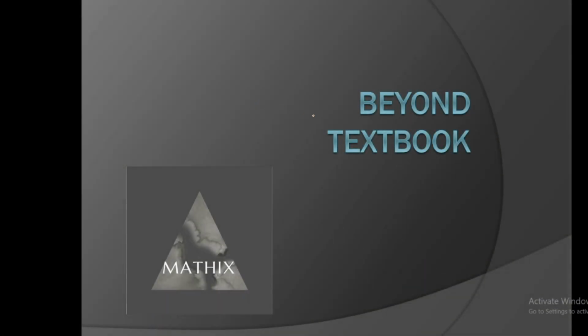So today we have something called Beyond Textbook. In this, we will be solving questions which are not generally found in books. Basically, these are non-typical questions; in books, it is generally based on the curriculum of the education system. But here we will be dealing with some non-classical questions which are very interesting and you will love to do it.